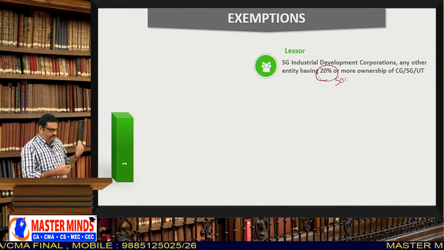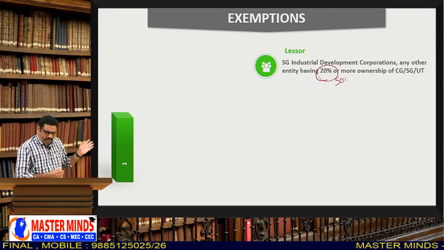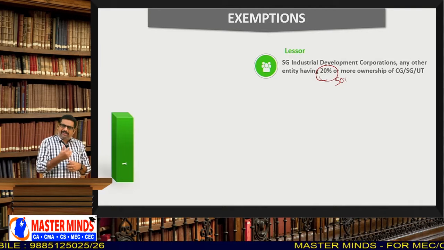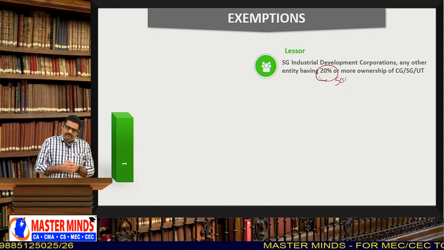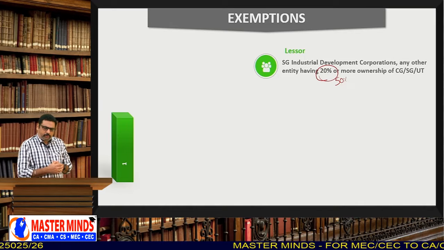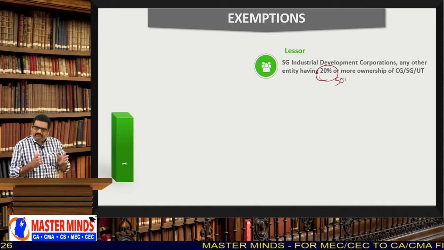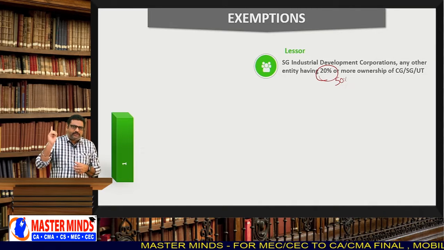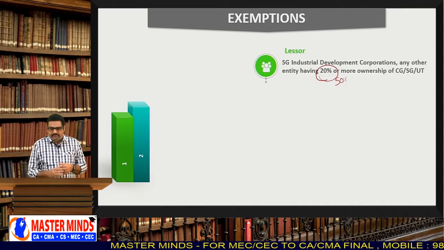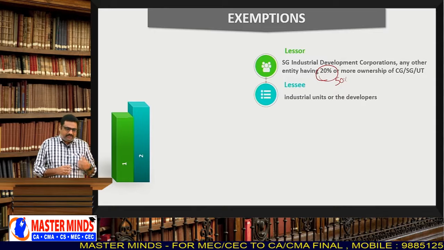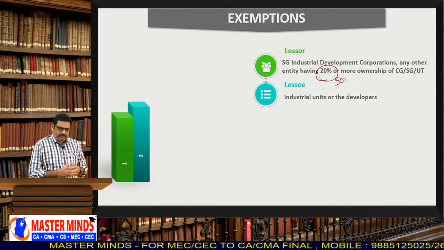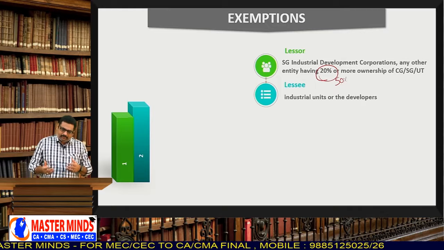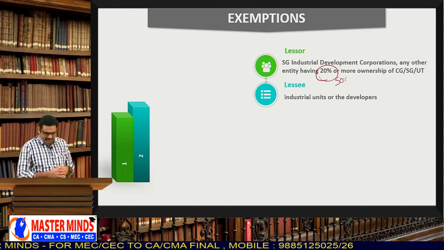Lessor. Who is the lessor here? State government, industrial development corporations or undertakings, or any other entity which is having 20% or more ownership of central government, state government or UT. Previously it was 50%, now it is reduced to 20%. And the next point is the lessee. Who is the lessee here? Industrial units or developers in that particular area.